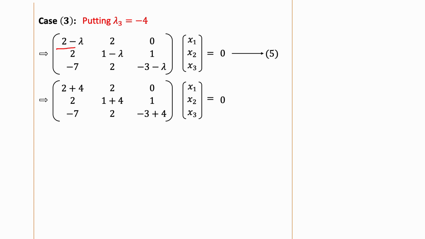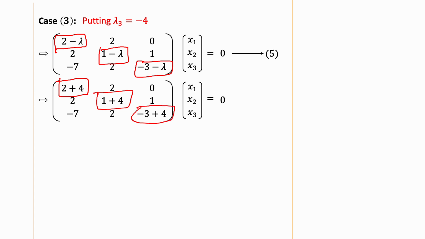This is 2 minus lambda, the first element of the first row. Here you can see 2 minus of minus 4 is plus 4. The second row, second element, it is 1 minus lambda, which is 1 minus of negative 4, plus 4. Last one is minus 3 minus lambda. The third row, third element, is minus 3 minus of minus 4, which is plus 4. So I have substituted the value of lambda 3 equal to minus 4 in equation number 5. Let me simplify it.